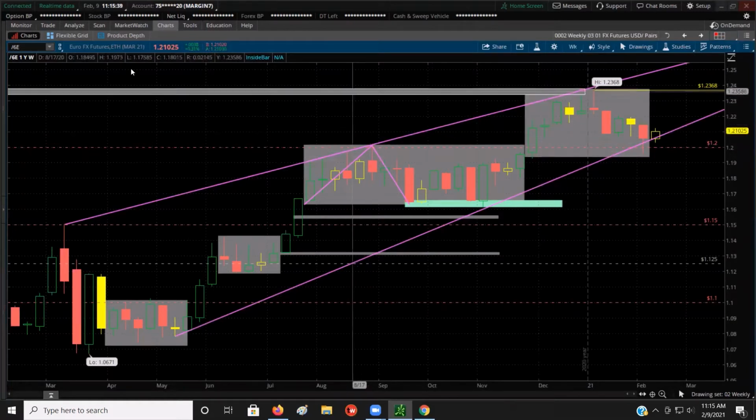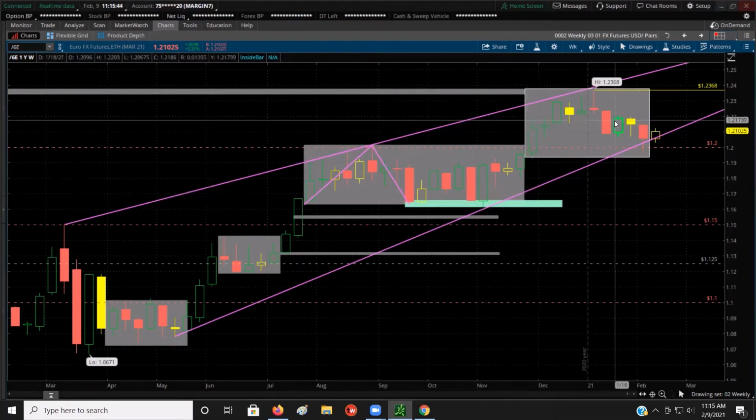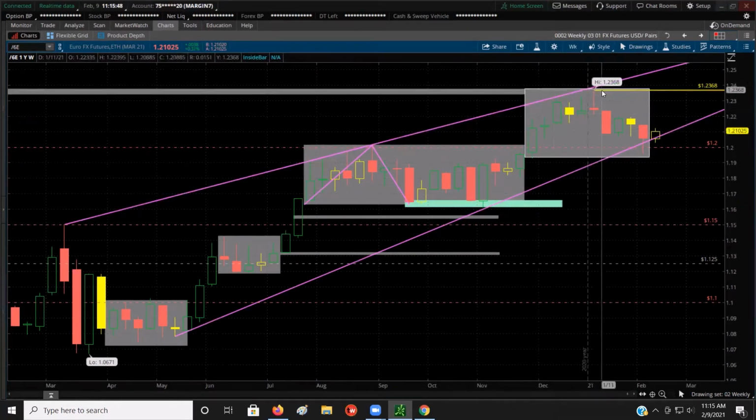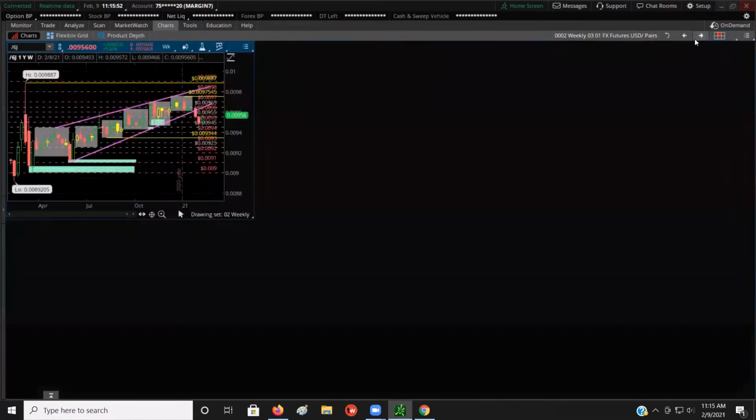So this is the euro /6E. Consolidation broke up to the upside. So the euro is gaining strength against the US dollar. And here, hovering around that big round number, 120.